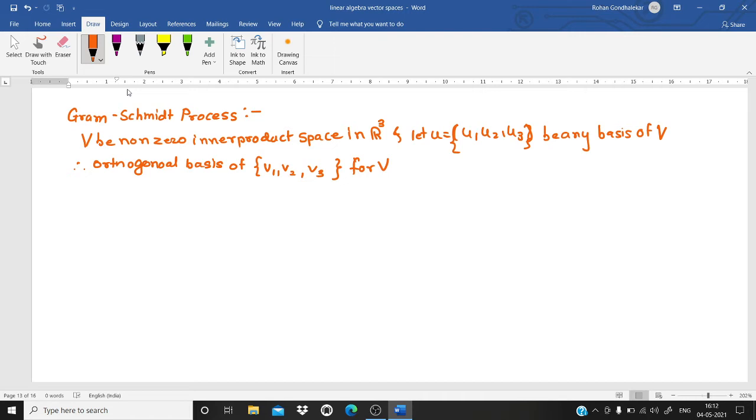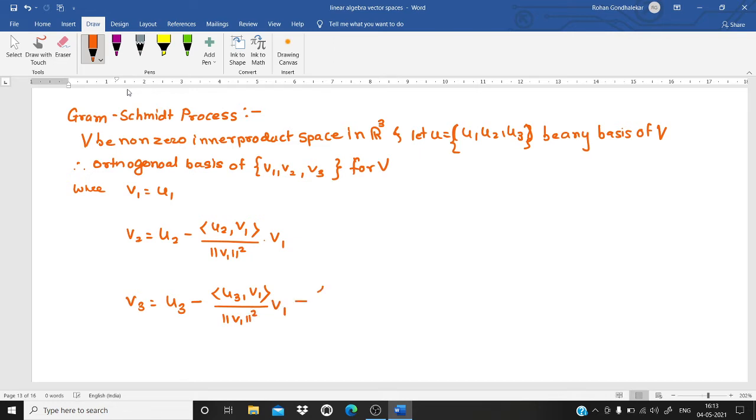Therefore, the orthogonal basis of V will be V1, V2, V3, where V1 is equal to U1, V2 is equal to U2 minus the inner product of U2 with V1 upon norm V1 square into V1, and V3 is equal to U3 minus the inner product of U3 with V1 upon norm V1 square into V1 minus the inner product of U3 with V2 divided by norm V2 square into V2.